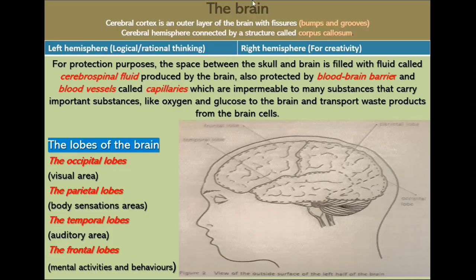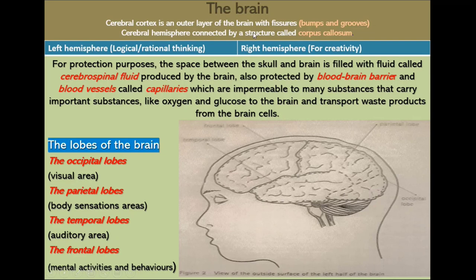Then, what protects the brain, so that it is not attached to the skull? They start here: the cerebral cortex is the outer layer of the brain. It covers the brain. We can assume it's membrane-like or plastic-like, covering the brain. Remember, the brain is a soft organ, it does not need any irritation. The cerebral cortex is an outer layer of the brain which features bumps and grooves. You see the way it is, it has bumps and grooves.